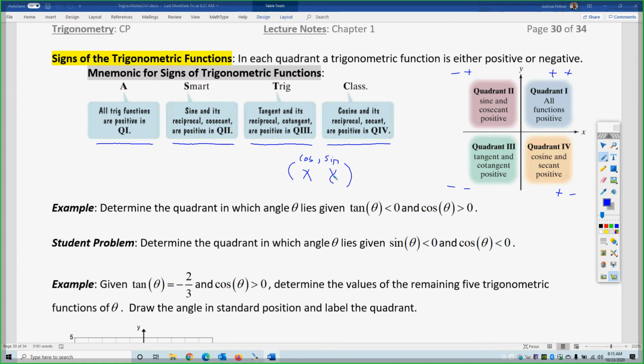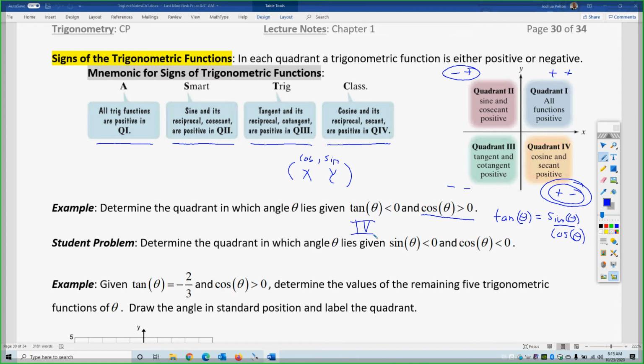So if I answer these questions here, determine the quadrant in which the angle theta lies, given the tangent is negative and the cosine is positive. Well, tangent is negative in the second quadrant and in the fourth quadrant, because tangent of an angle is sine of an angle over cosine of an angle. Therefore, if one of them is negative, the outcome of tangent is negative. But I can only have cosine positive according to this. Well, cosine positive is in this quadrant. So the answer is quadrant 4.